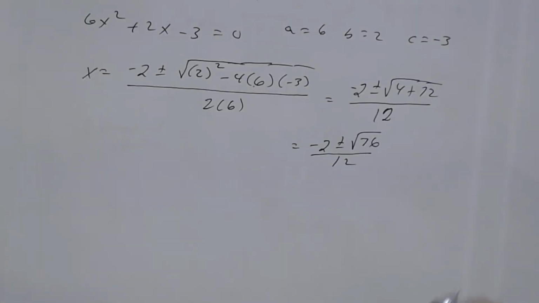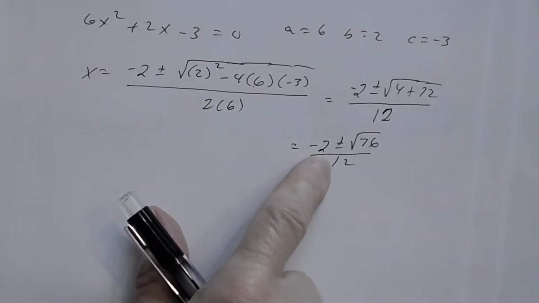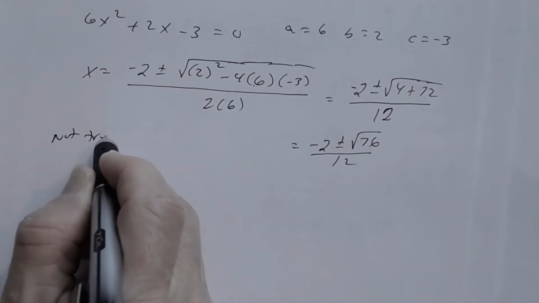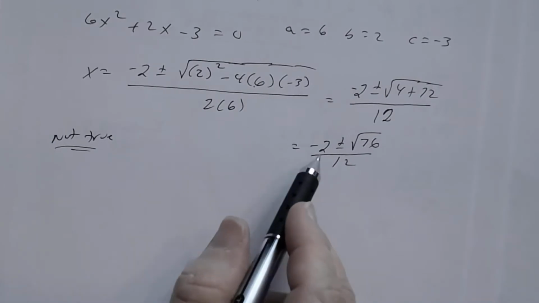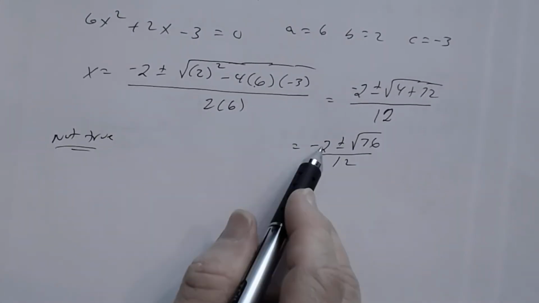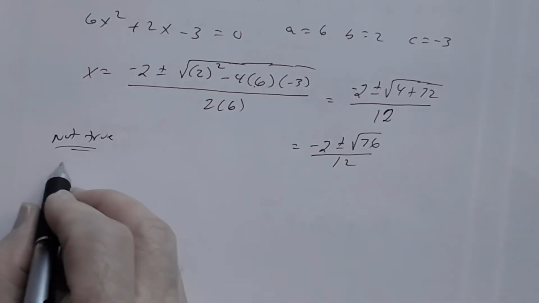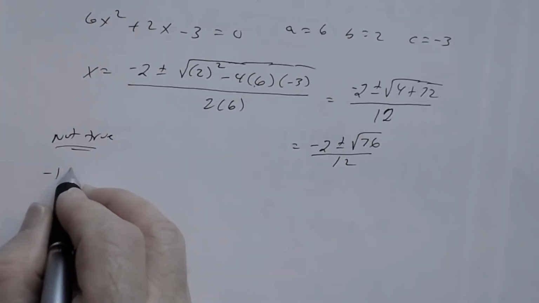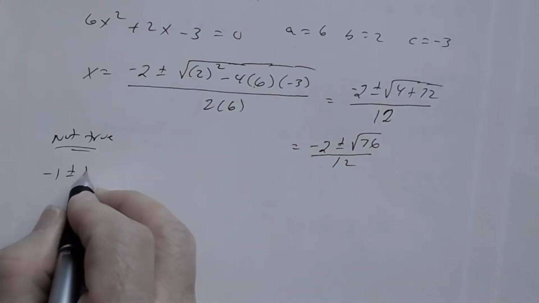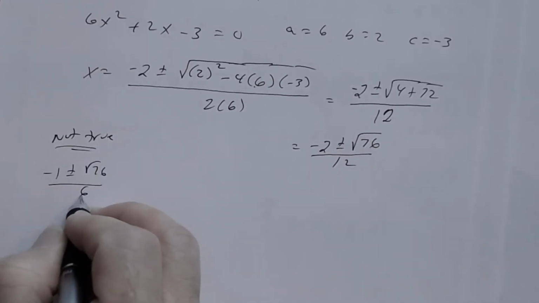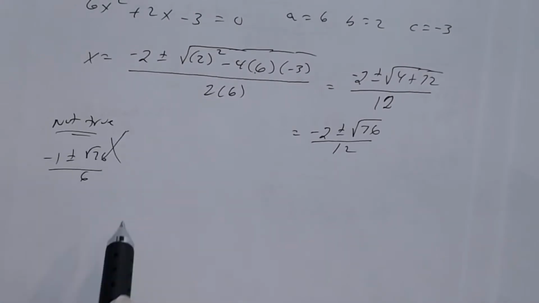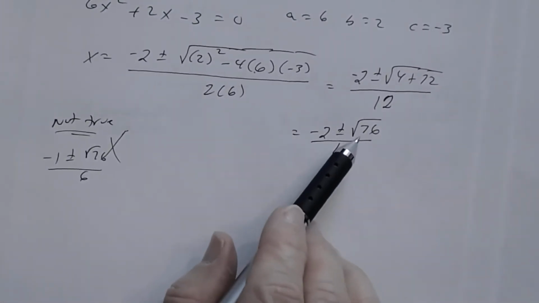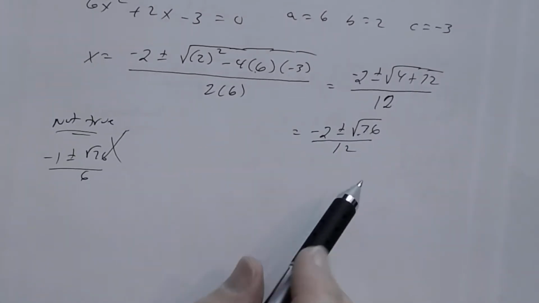Now, just like in our previous discussion, don't reduce this and say this. I need you to understand that what I'm about to write is not true. Some students are going to reduce negative 2 and 12. They're both divisible by 2, so they're going to say negative 1 plus or minus the square root of 76 divided by 6, and that's not true. So don't make that mistake. Be careful. What you need to do is simplify the square root of 76 first.